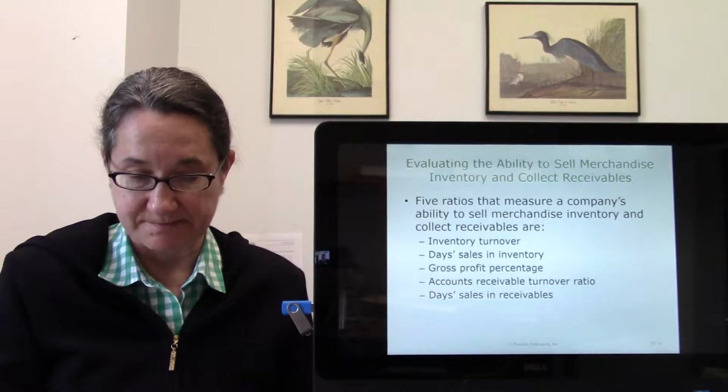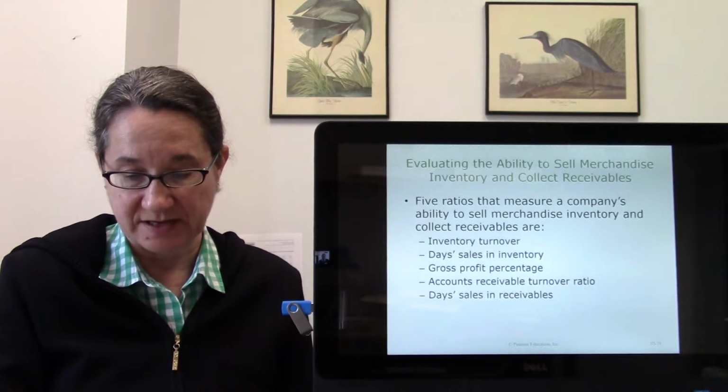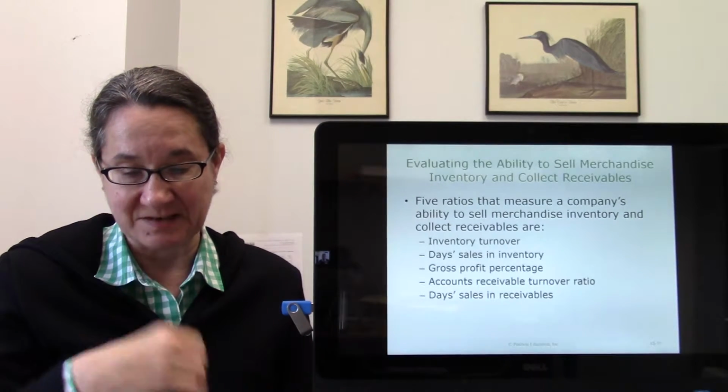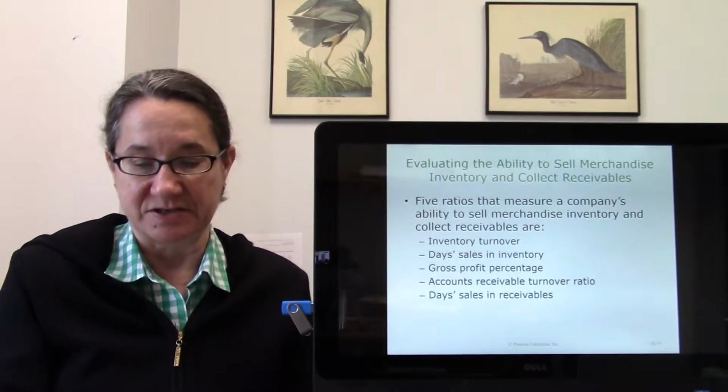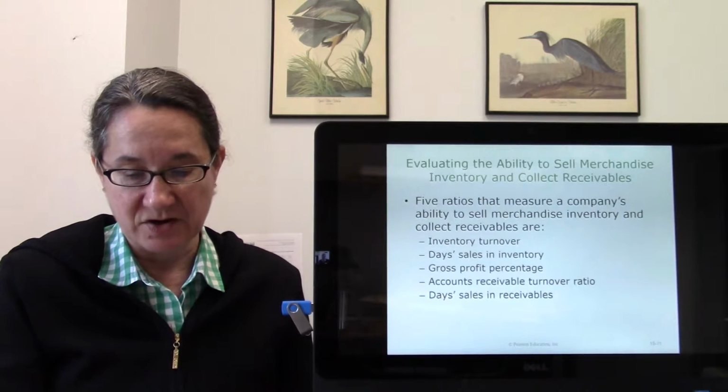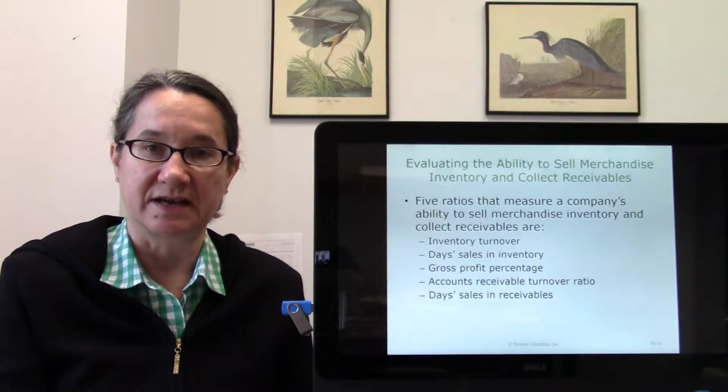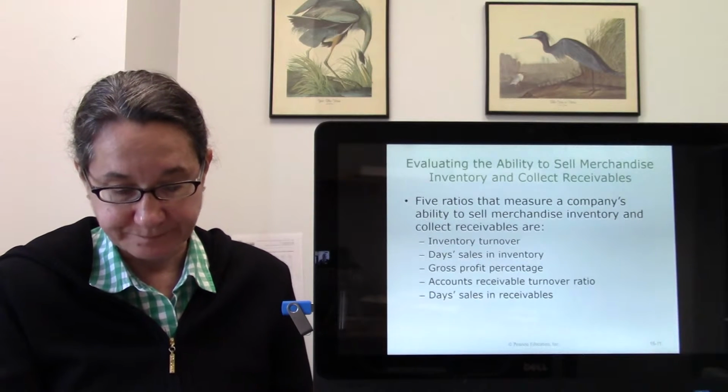Now, next we're going to talk about the ability to sell merchandise and collect receivables. So we're going to have some slightly different ratios, but what they're measuring is how you're doing at selling stuff and how you're doing at collecting the money when you sell stuff.